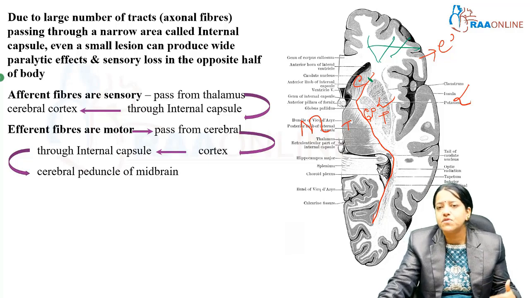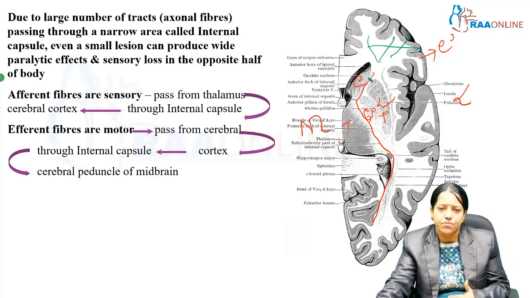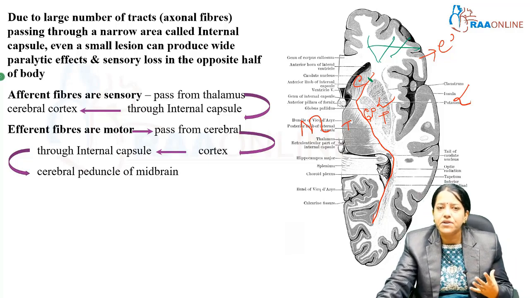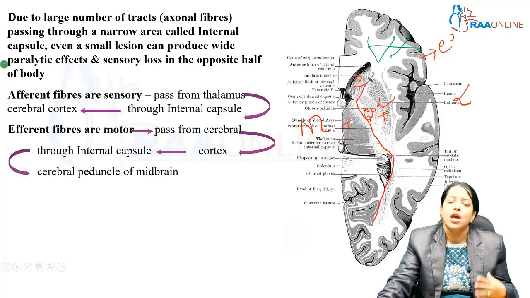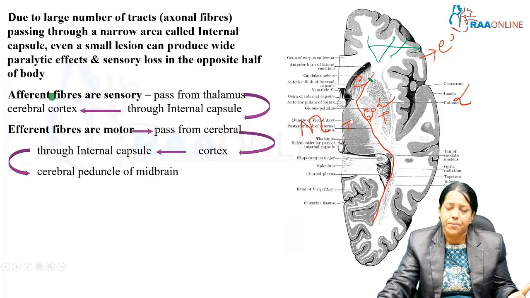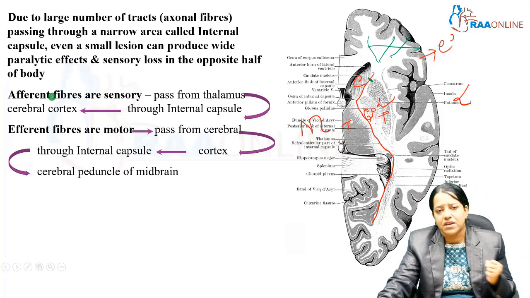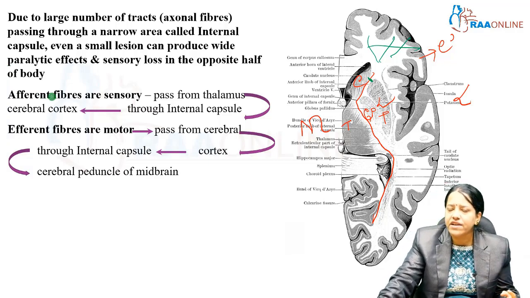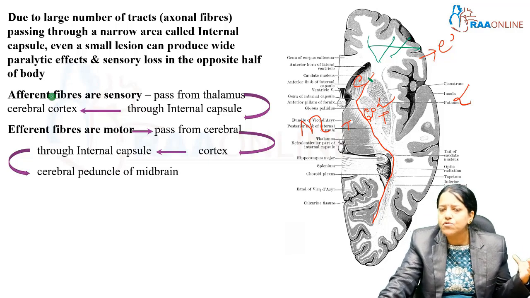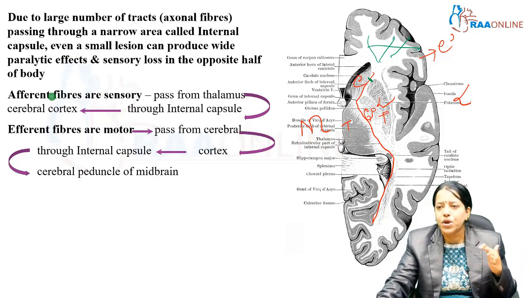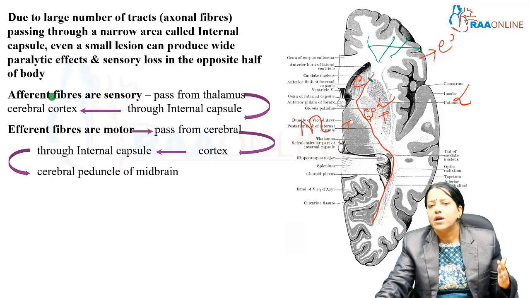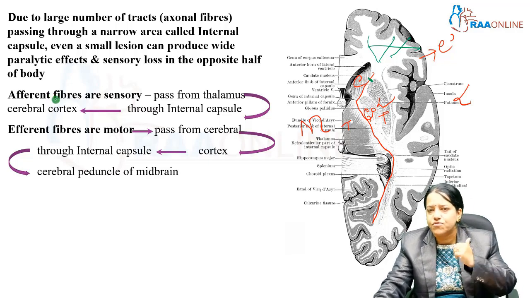Especially the motor fibers will be crossing below the internal capsule, like the pyramidal tract, which will be crossing at the great pyramidal decussation in the medulla oblongata. So the tracts are either already crossed, like sensory tracts, and then coming into the internal capsule, or they are going to cross below the internal capsule. That's why the problem will always show in the opposite half of the body.